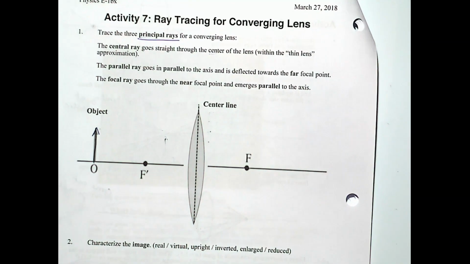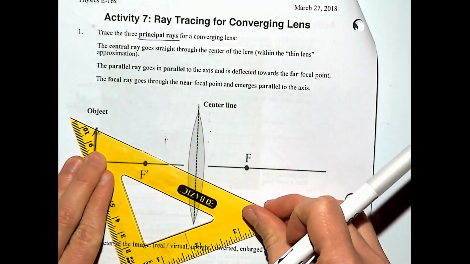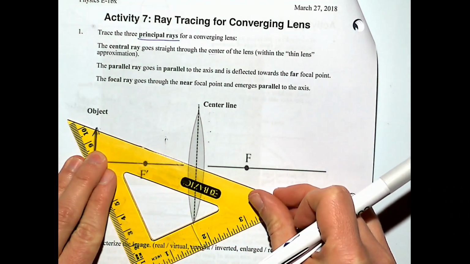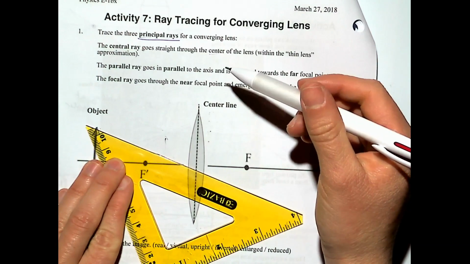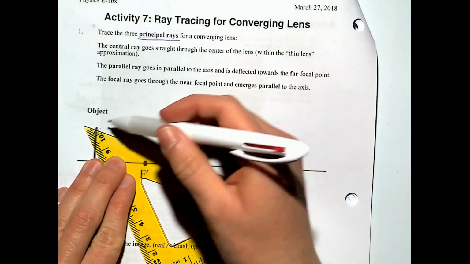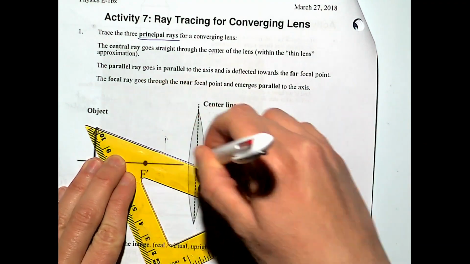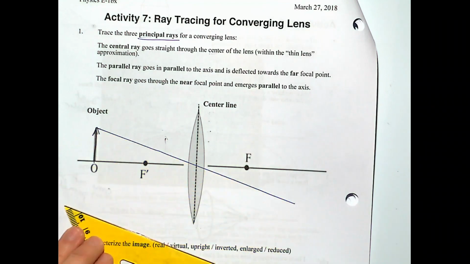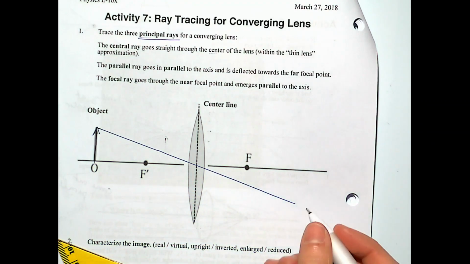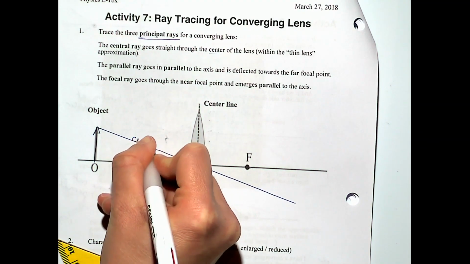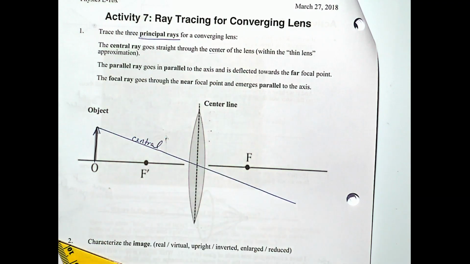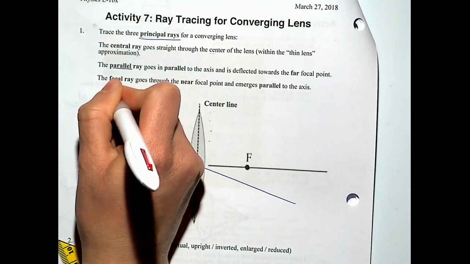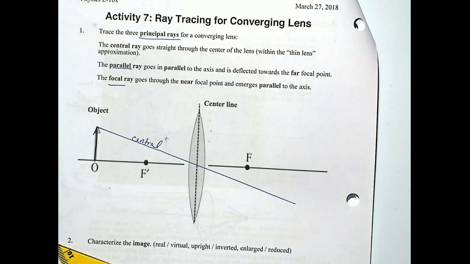Let's do that one together. So straight through the center of the lens. So I line up the tip of the arrow with the center of the lens, and I draw a line straight through. So something like this. So that is the central ray. And now I want you guys to draw the parallel ray and the focal ray. And see if you can figure out where the image is.